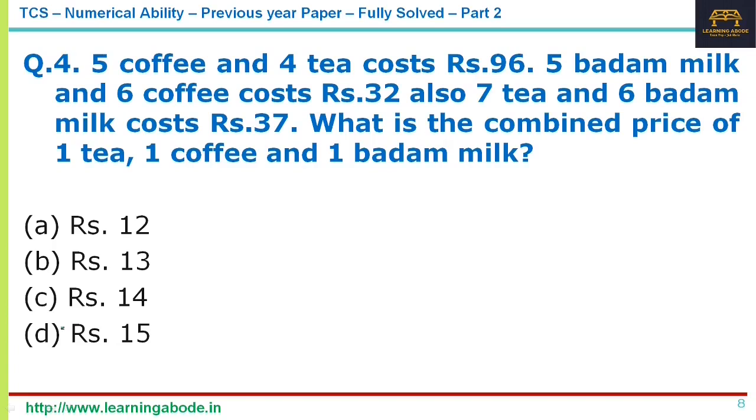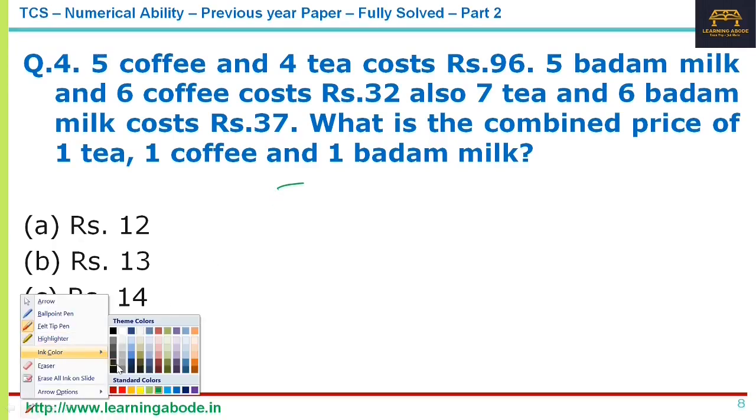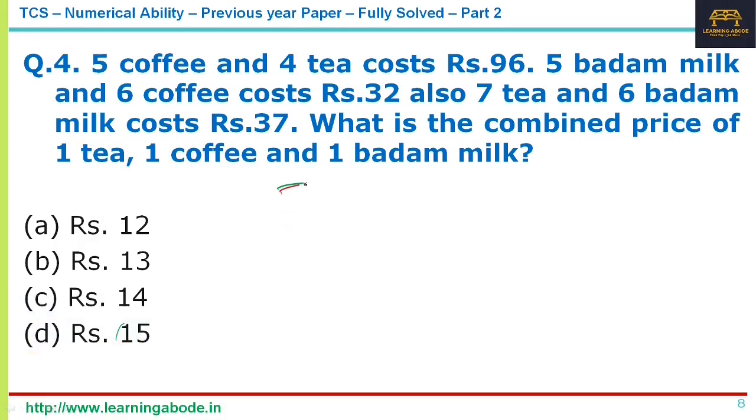Now, fourth one, it is a kind of linear equation question. We'll just right away write the values. So, what is given to us? It's 5 coffees and 4 teas. 5 coffee and 4 tea is equal to 96.